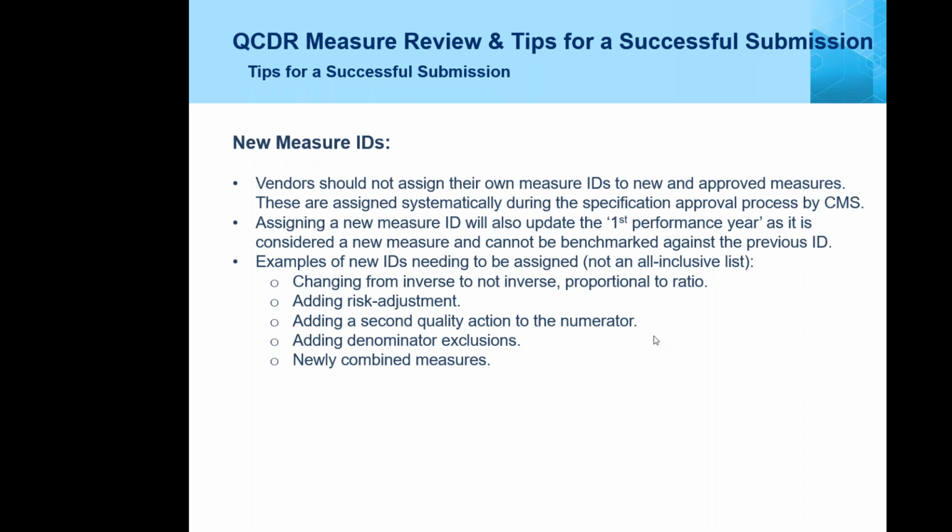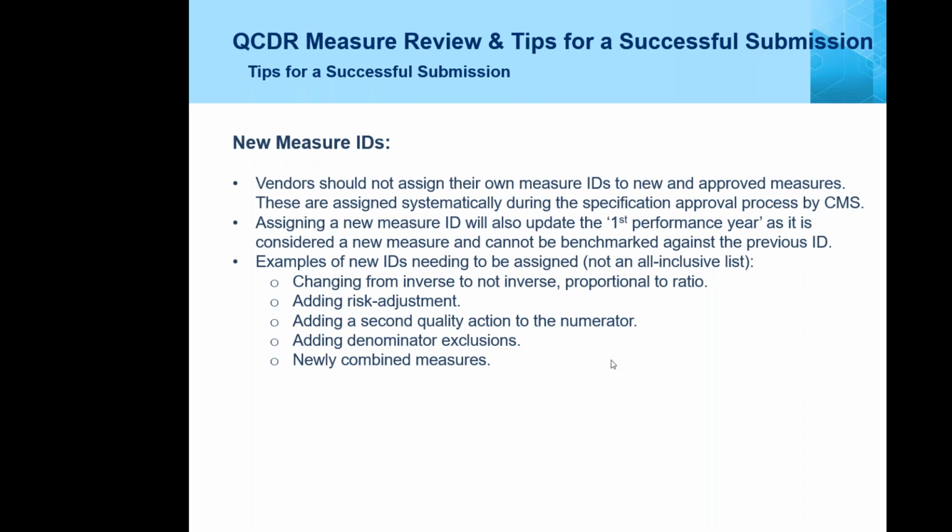But let's say it's an existing measure that had a major change, such as changing from inverse to not inverse, proportional to ratio, might have added a risk adjustment, added a second quality action to the numerator, added denominator exclusions, or it's a newly combined measure. Then that existing measure becomes, in effect, a new measure and will be assigned a new measure ID, which will also update that performance year to the current year that is being self-nominated as a new ID or a new measure. But that also has the possible downside of not being able to be benchmarked against the previous ID. So it does, in effect, truly become a new measure.